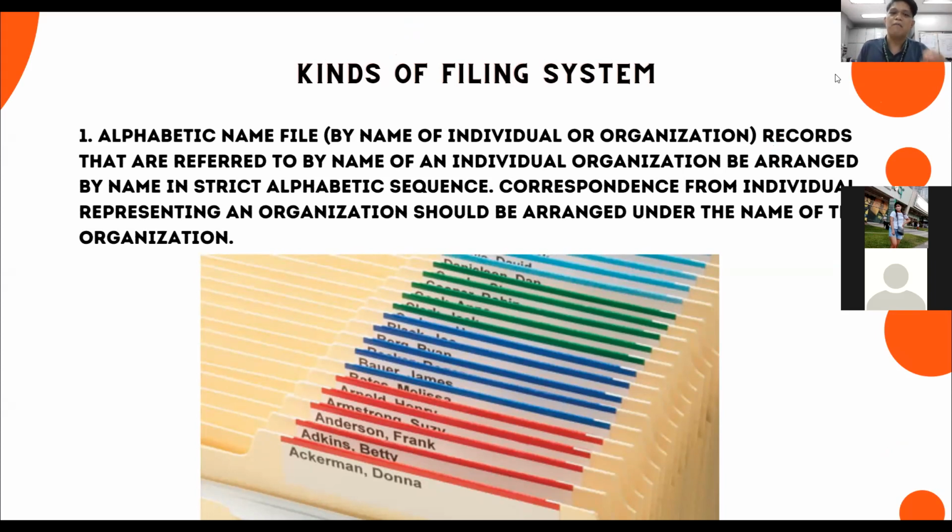So it is alphabetically arranged by the name, whether it is individual or organization. That's the first kind of filing system. When you are filing the picture, for example, when you are on duty, you can apply this to make it organized and ordered. So you can use this point.